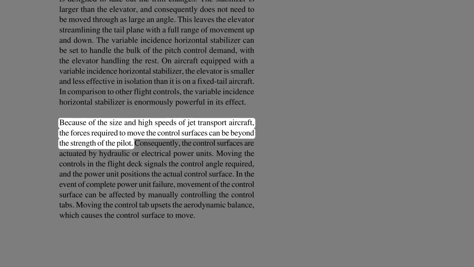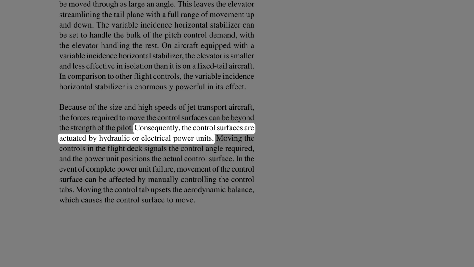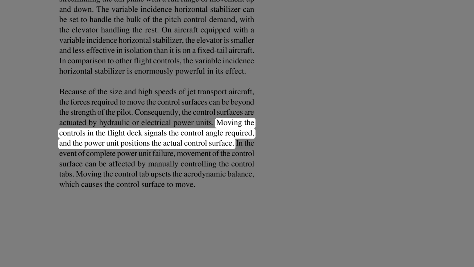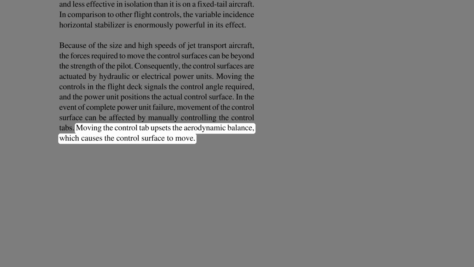Because of the size and high speeds of jet transport aircraft, the forces required to move the control surfaces can be beyond the strength of the pilot. Consequently, the control surfaces are actuated by hydraulic or electrical power units. Moving the controls in the flight deck signals the control angle required, and the power unit positions the actual control surface. In the event of complete power unit failure, movement of the control surface can be effected by manually controlling the control tabs. Moving the control tab upsets the aerodynamic balance, which causes the control surface to move.